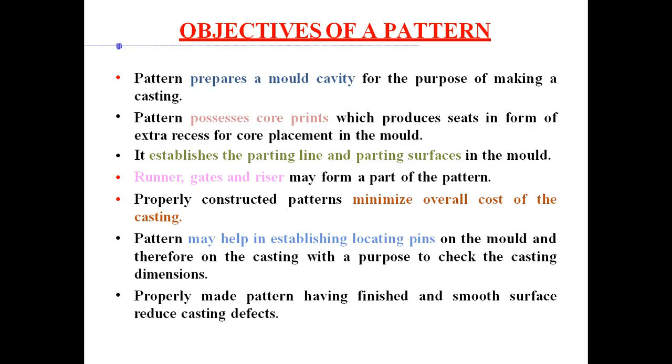And a properly made pattern having finished and smooth surface reduces casting defects. So you see, the surface finish of the pattern decides the surface finish of that sand around it, isn't it? Because once the sand is rammed, it will take the shape of the pattern. So it depends on the pattern surface roughness also. If it is properly made with good finish and smooth surface, then that also helps reduce the casting defects. Otherwise, the surface finish of the casting would be less, not what we are expecting it to be. So the pattern has to have good finish for the casting to have good finish, and other defects.